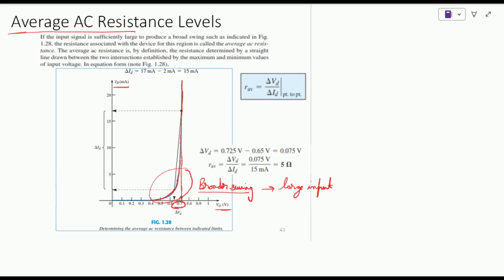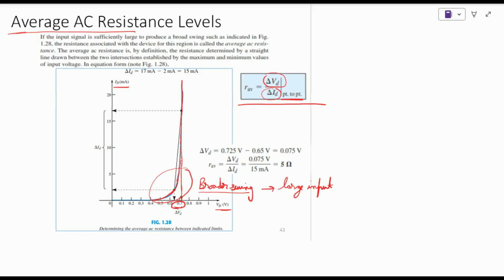Rather than drawing the tangential line, we just take the difference of the maximum and the minimum values for the voltages and currents. Our equation remains the same. The average AC resistance will be the difference of the voltages over the difference of the currents, but this time we are considering point to point. So to find the average resistance, we take the minimum and maximum values for the voltages and currents.